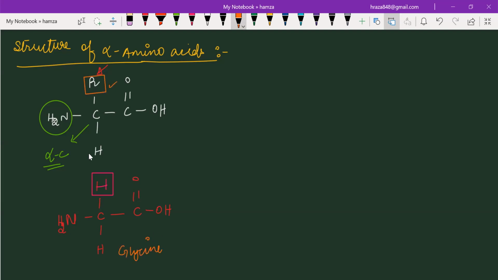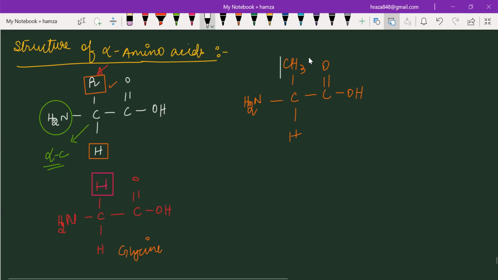And if this R is replaced by CH3 instead of H, this will be alanine, C double bond O. Both are alpha amino acids, but the difference is that this is alanine and this is glycine. So please write it. And then there are some points that we need to take care.